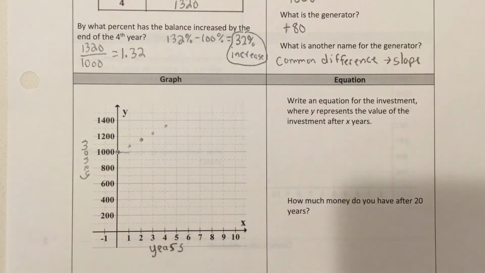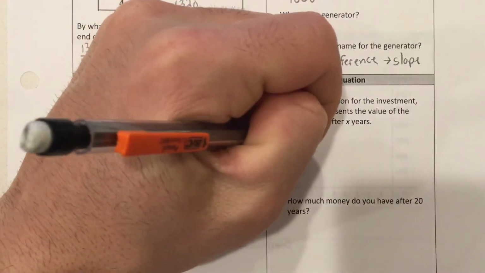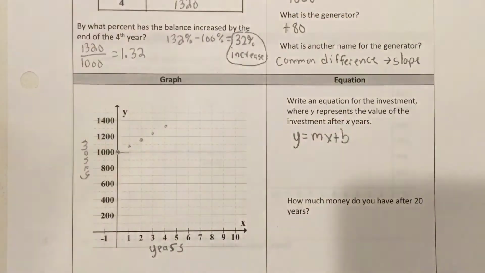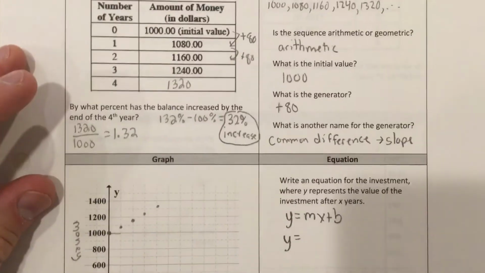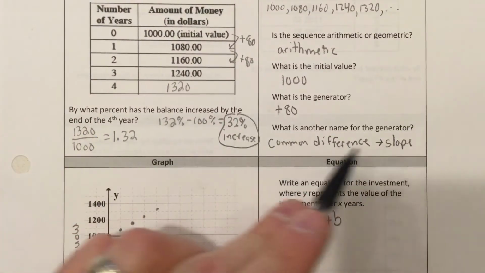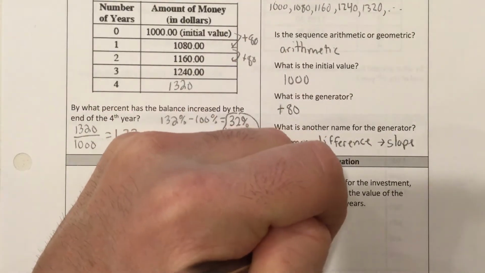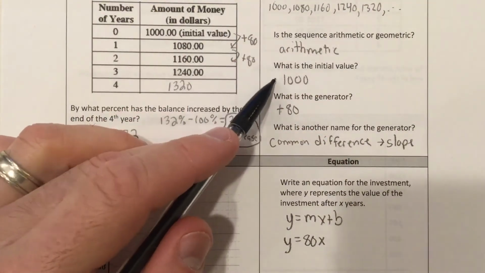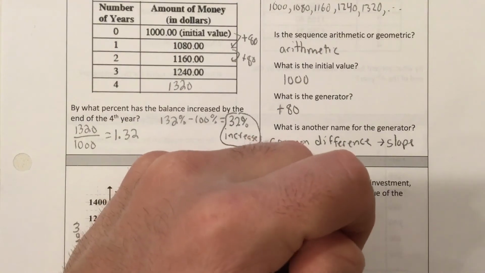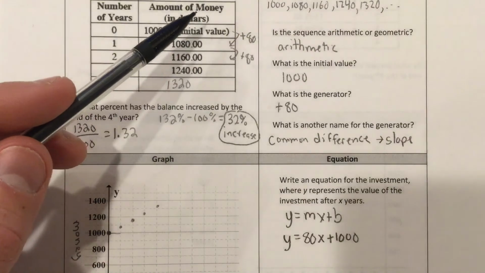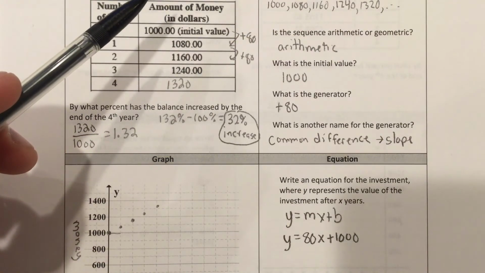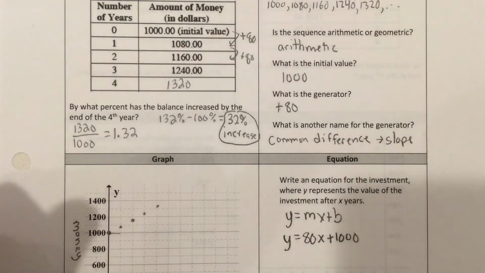And then it says write an equation for the investment where y represents the value of the investment and x is the years. Well, since we know it's arithmetic, we know it's going to have to be y equals mx plus b. And so we have kind of everything labeled up here. We know that our slope, or the common difference, is 80. And then our initial value was 1,000. So y equals 80x plus 1,000. Now where is this 80 coming from? That is the question. And we'll get to that down here in a moment.